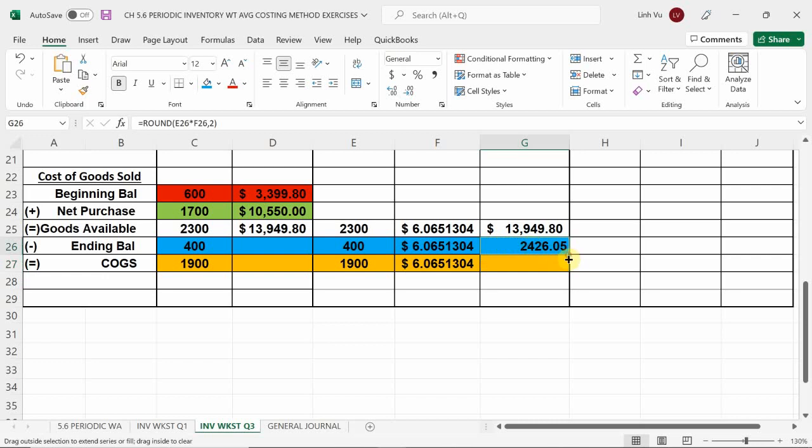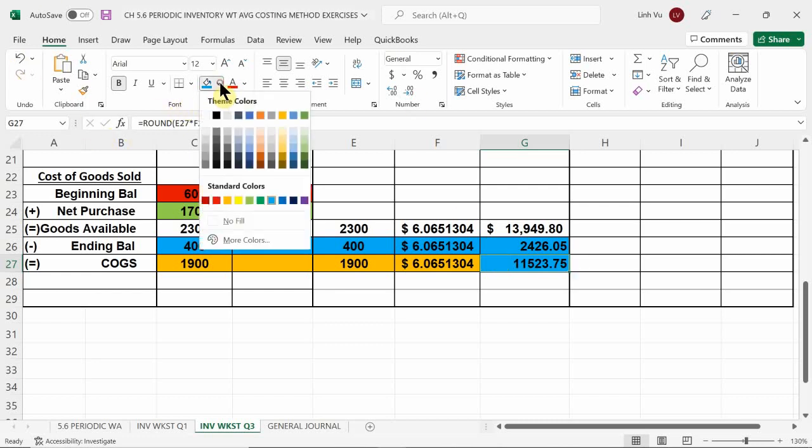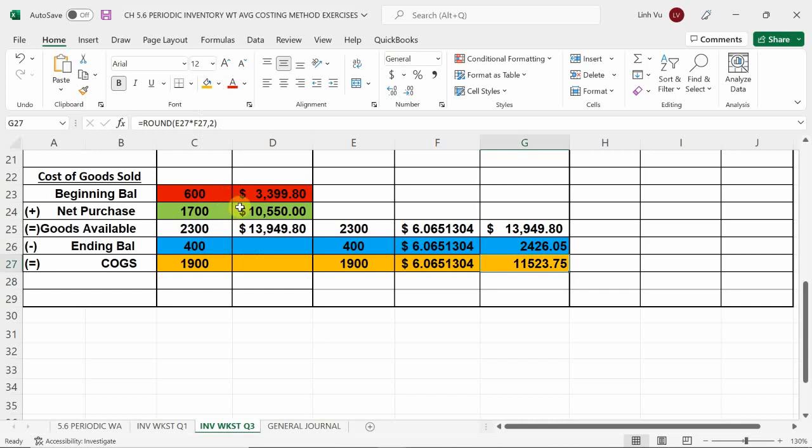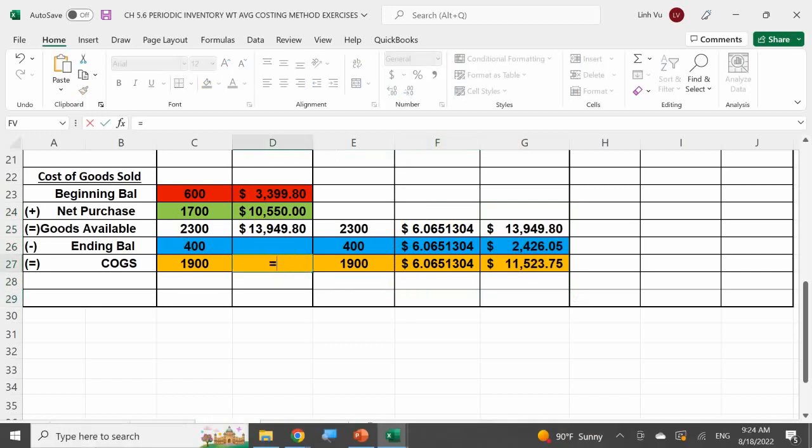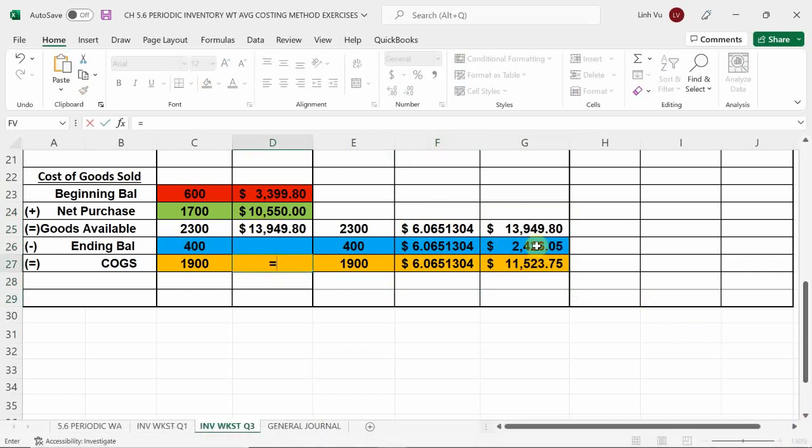So let's see if I click and drag that formula. I get $11,523.75. Okay. So therefore, cost of goods sold was $11,523.75, and my ending balance should match at $2,426.05.